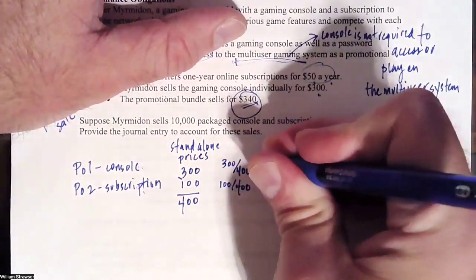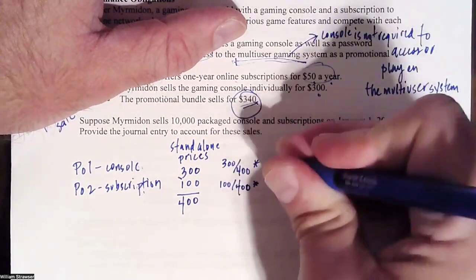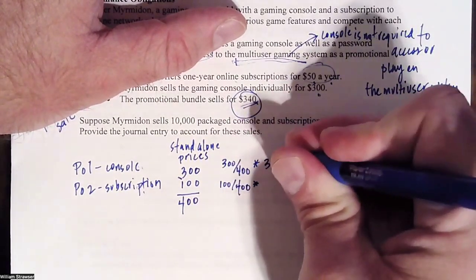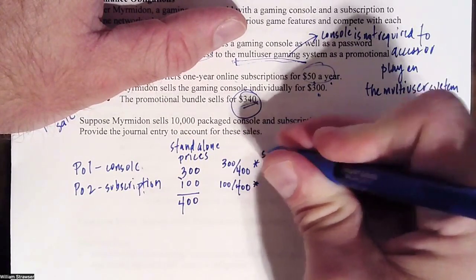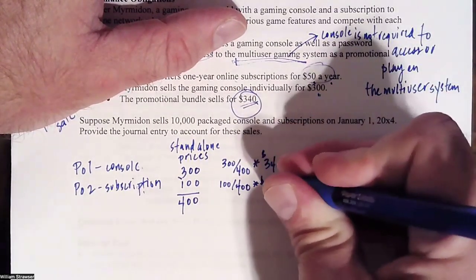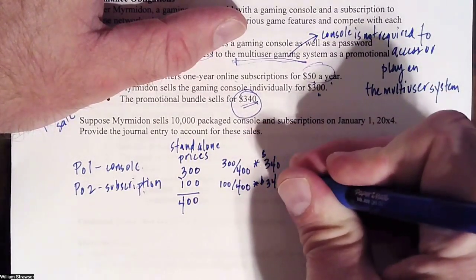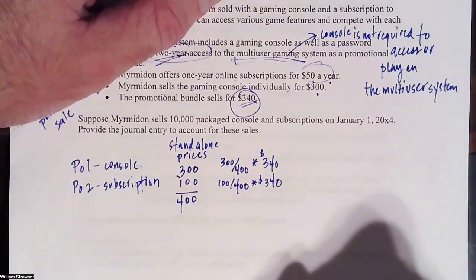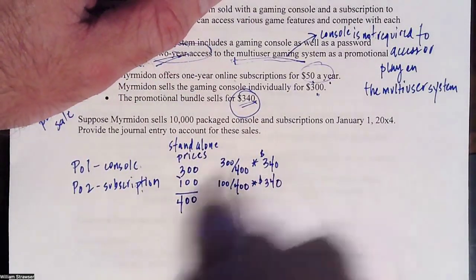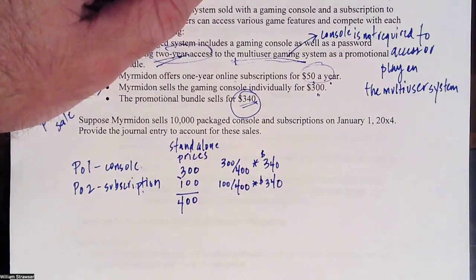We multiply this by the transaction price. What does the buyer expect to pay? What does the seller expect to receive? In this particular package, it was $340, right? That was a simple piece. And now we allocate appropriately.